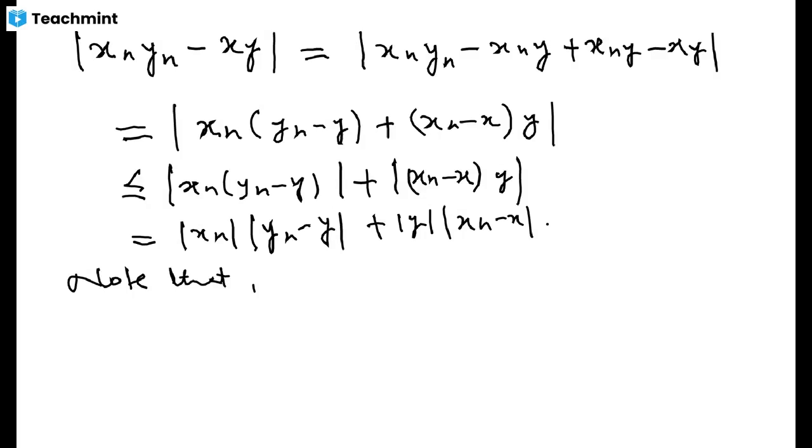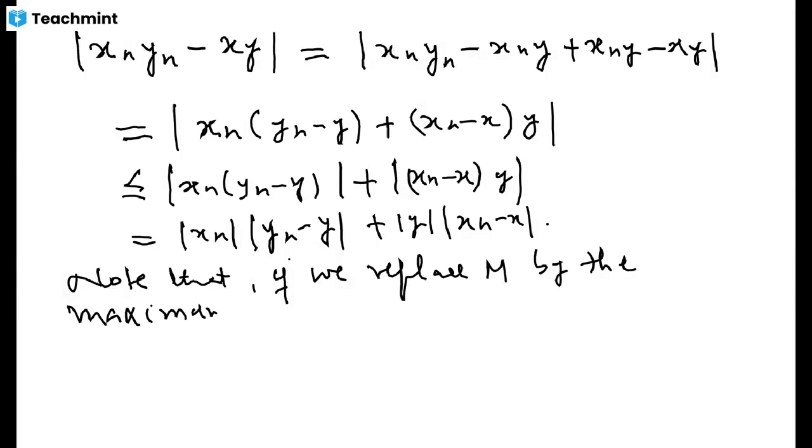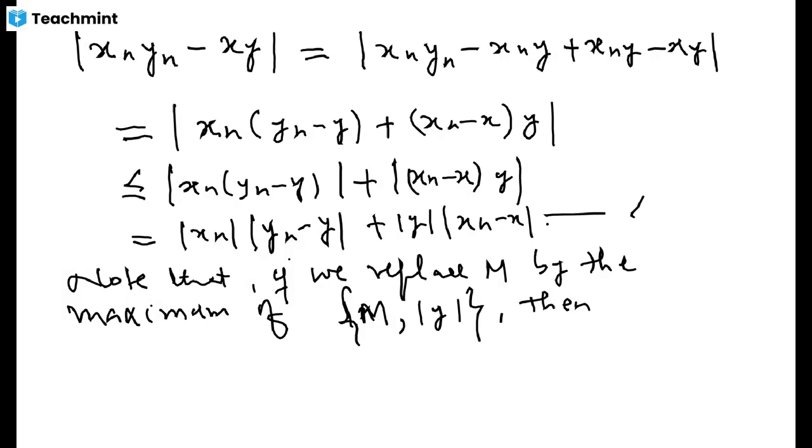So I'm going to put a note here: if we replace m, which was the bound of these two sequences, by the maximum of m and mod y, this can be done, because this will again be a bound for both the sequences xn and yn. As I said already, if you have a bound, any number larger than that will also be a bound. So I'm taking a number larger than this, and let that number again be renamed m. Let me call this inequality star.